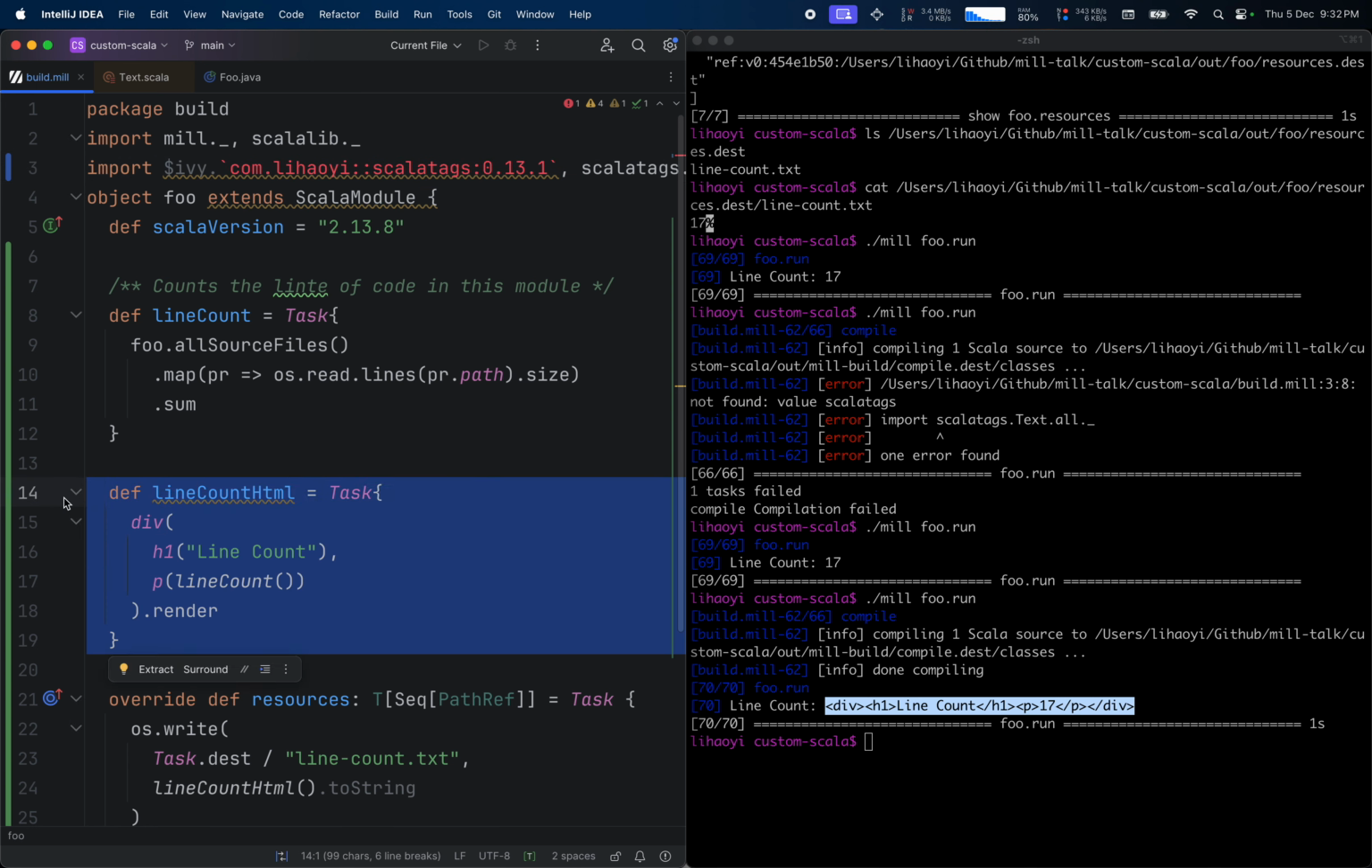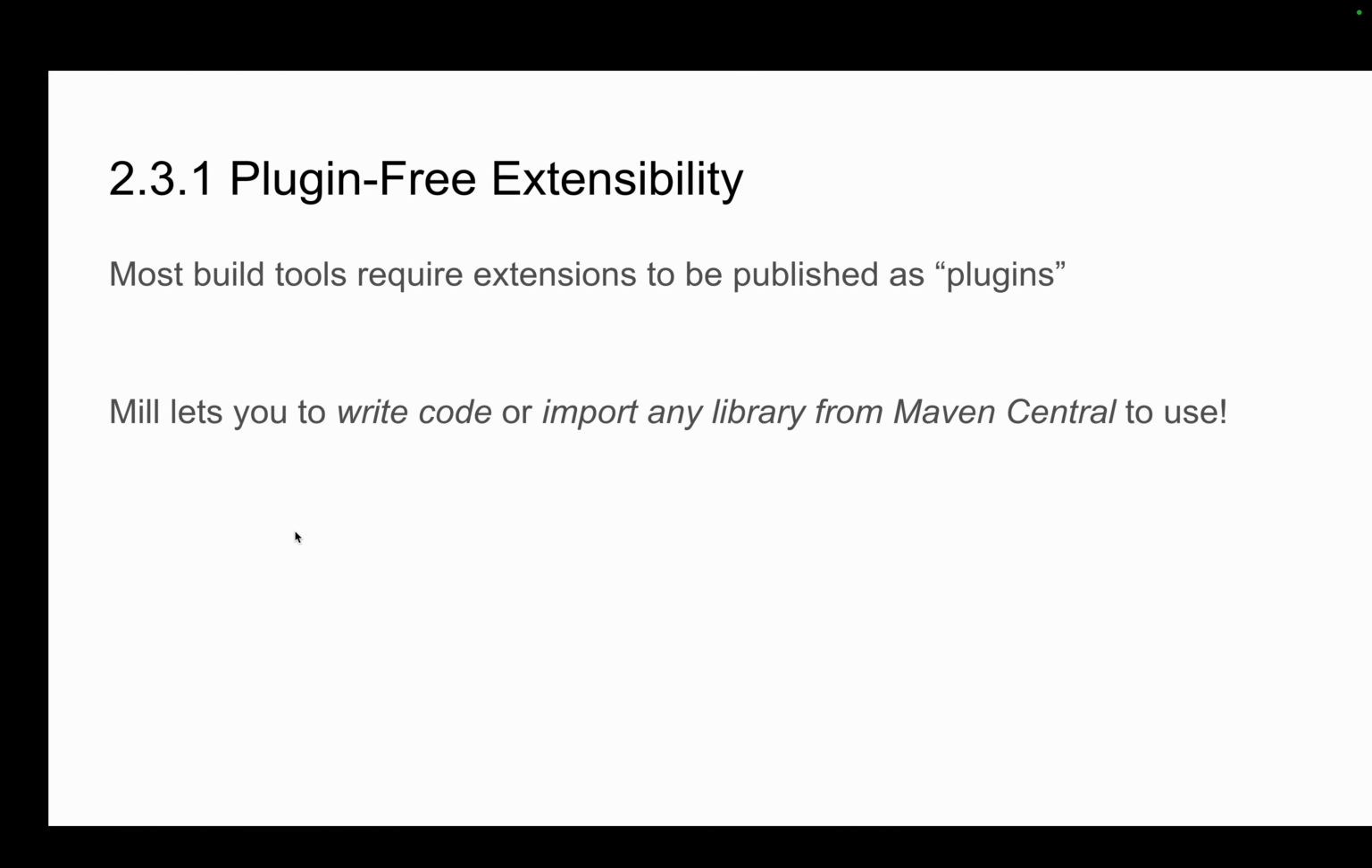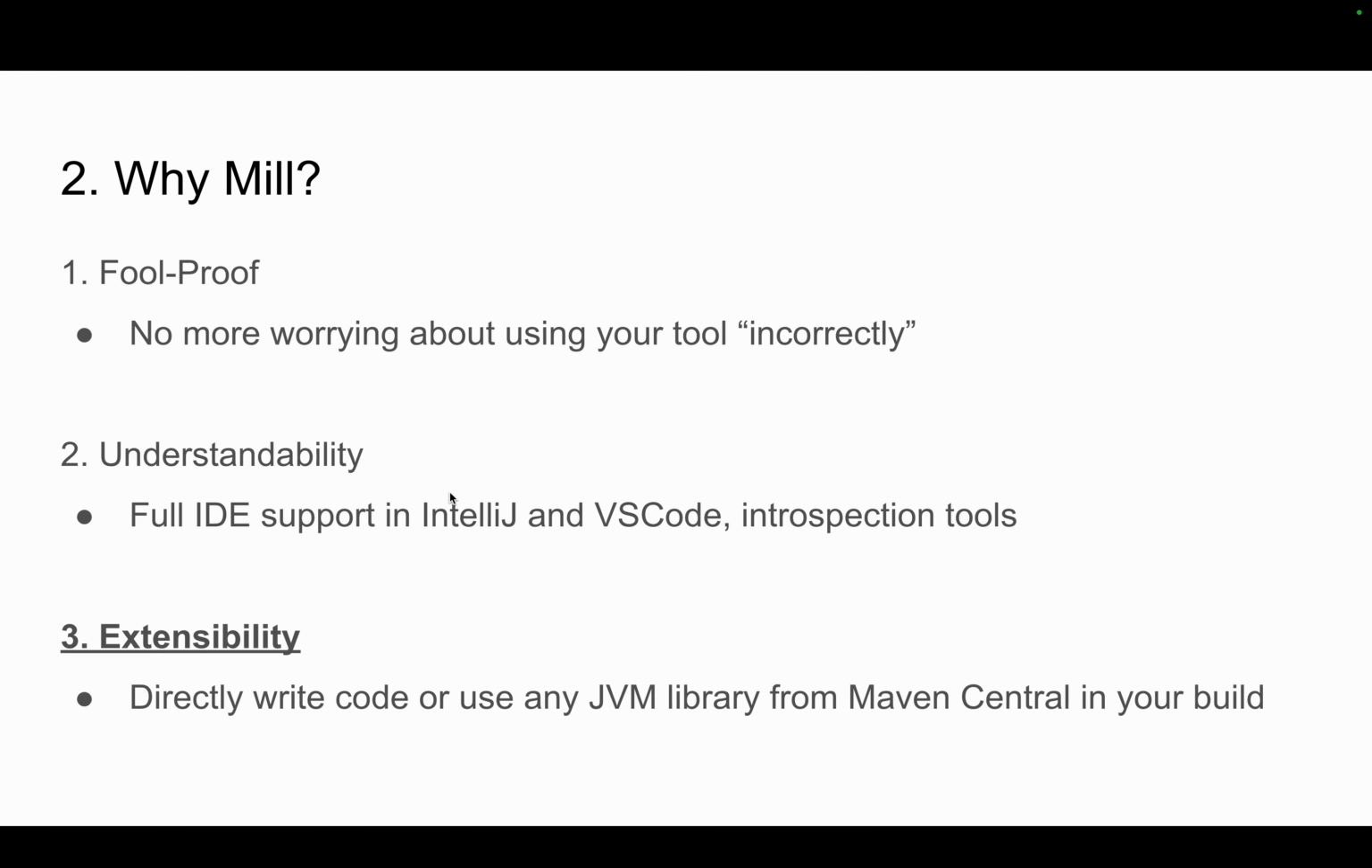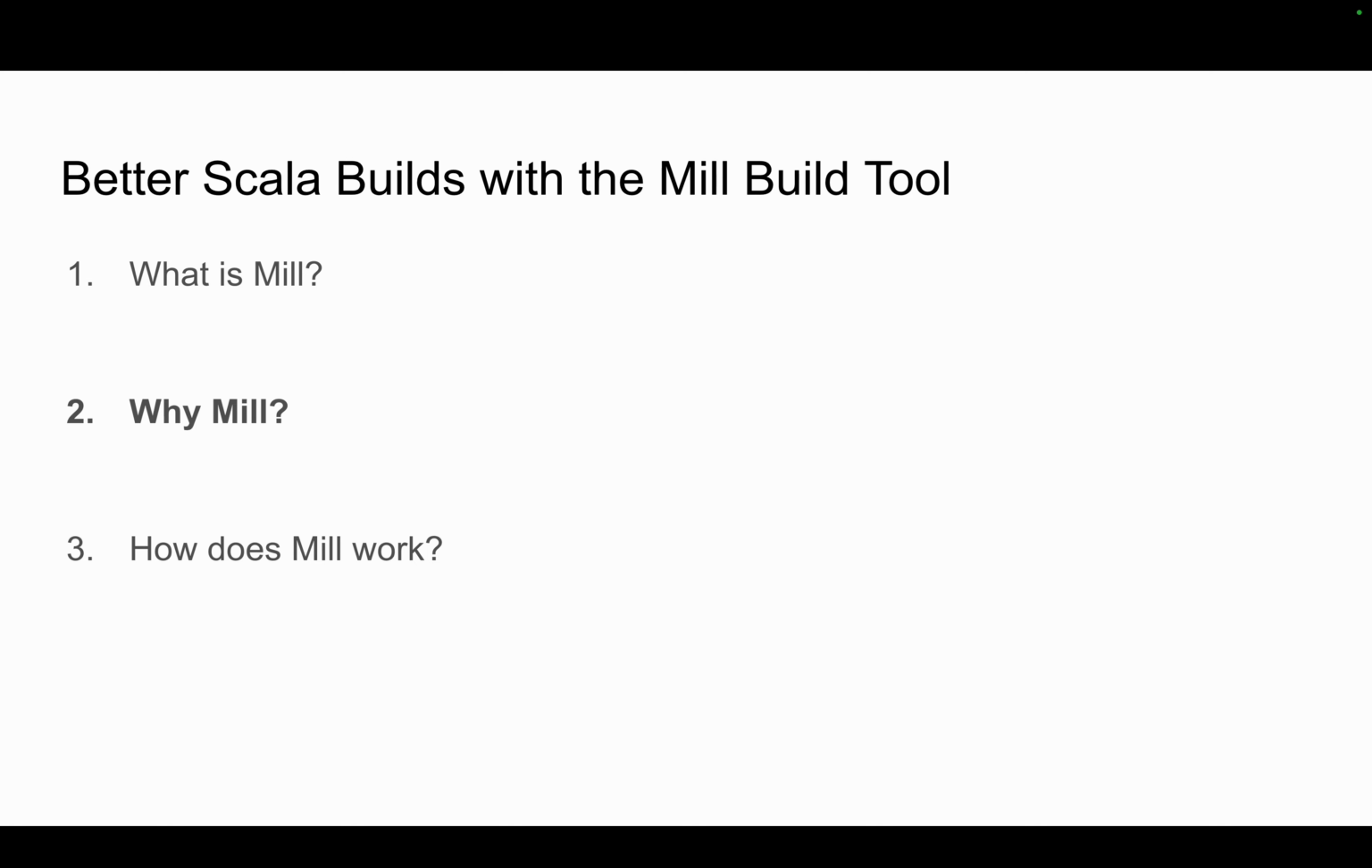And there's no Mill line count plugin or Mill Scalatags plugin here. You just import the libraries and use them just like you would in any Scala code base. So that's this plugin-free extensibility that Mill provides. You can directly write code or use any libraries, both of which you already know how to do because you're Scala JVM developers. So that's a quick tour of why Mill, because it's foolproof, because it's understandable, because it's easily extensible.